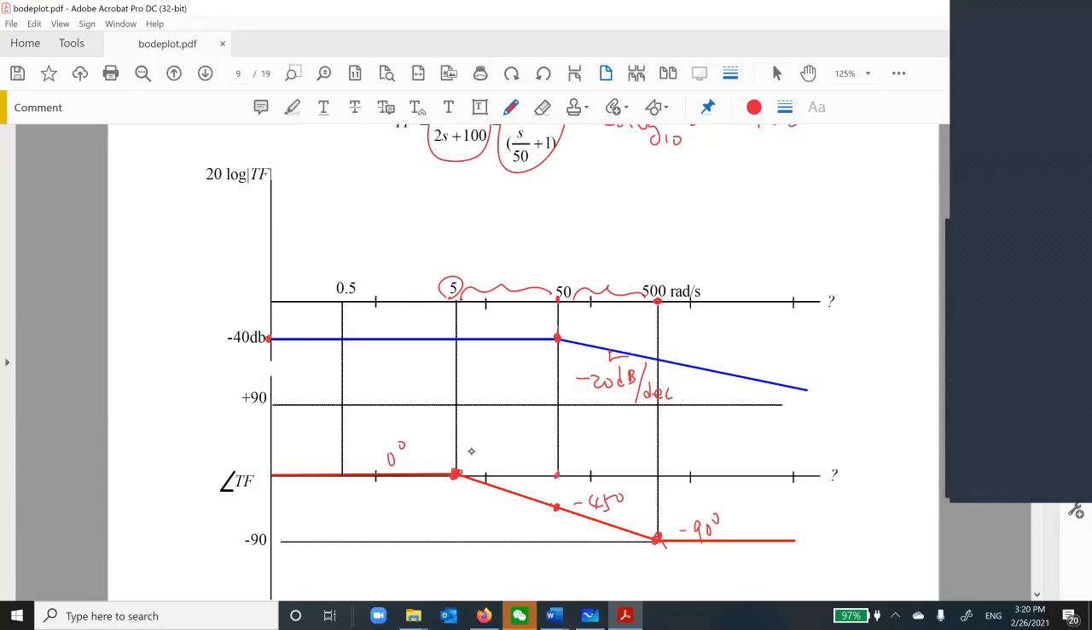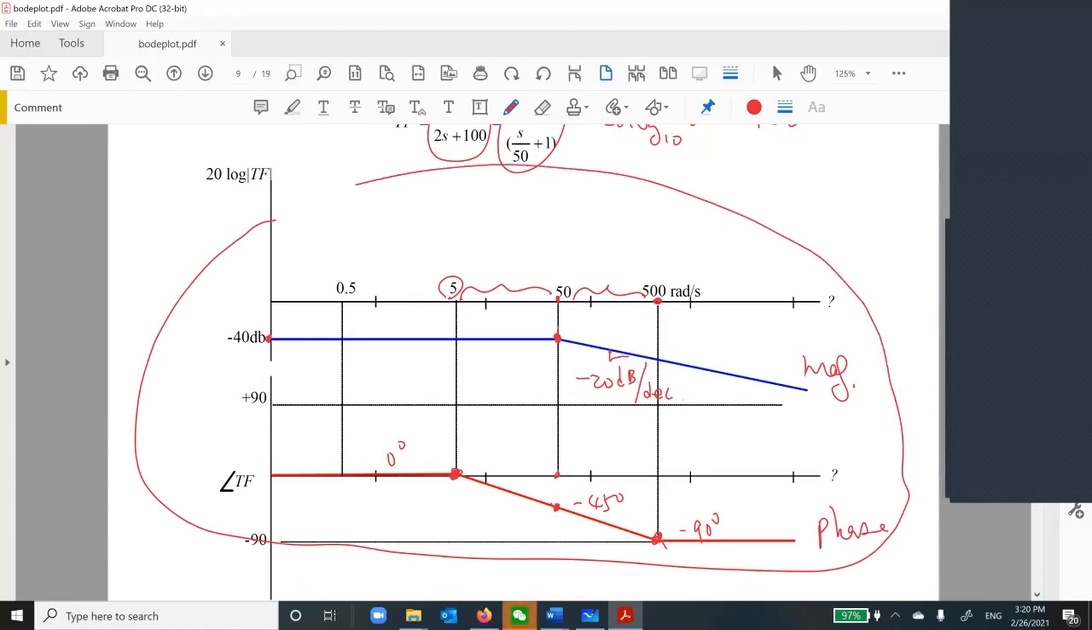So this is my phase, and this is my magnitude. The whole thing, magnitude and phase, is called the Bode plot. So the Bode plot should have 2 parts: one is the magnitude Bode plot, one is the phase Bode plot. This is log 10 omega, this is log 10 omega. Get it? All right, is it clear?